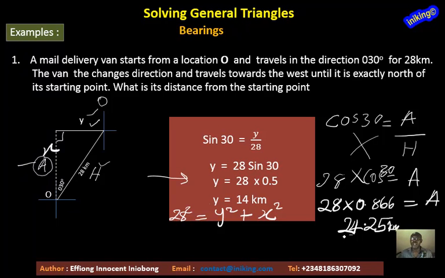Kilometers. So that's its distance from the starting point. Now, sorry, this solution we have here was calculating for this other side. But the question demands that we should look for the distance from its present position from its starting point, which should be 24.25. Sorry about that mix-up. So that's it for question 1.